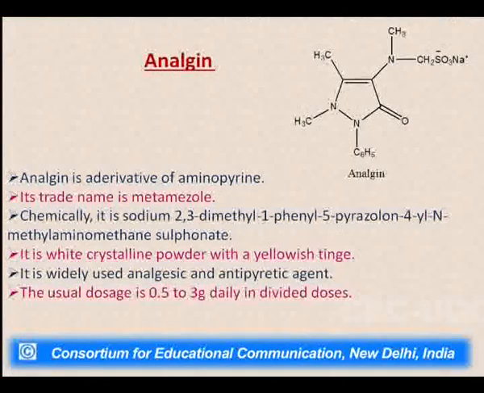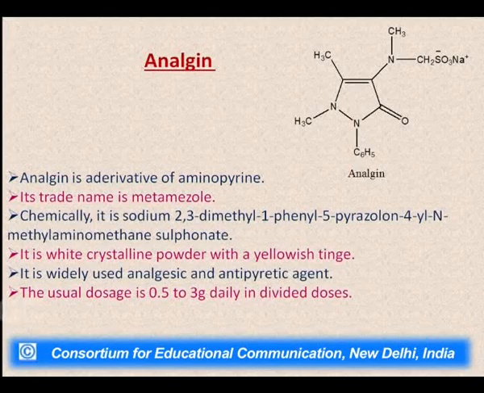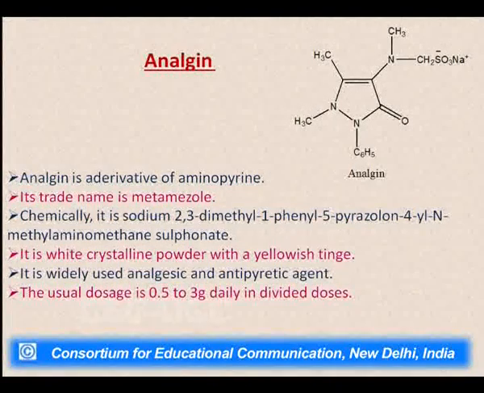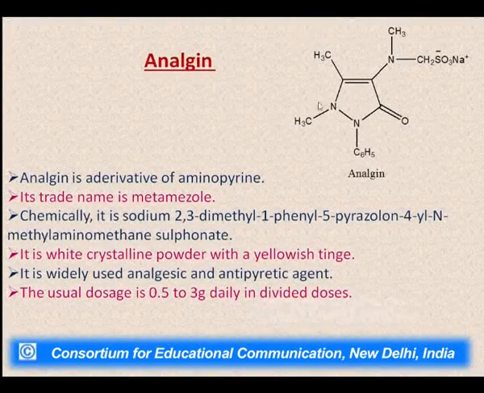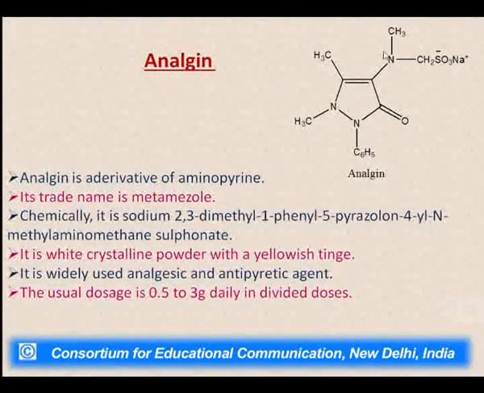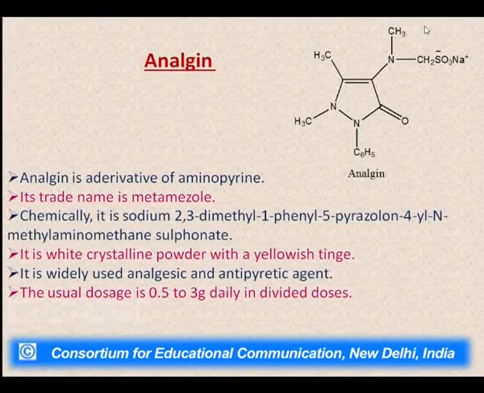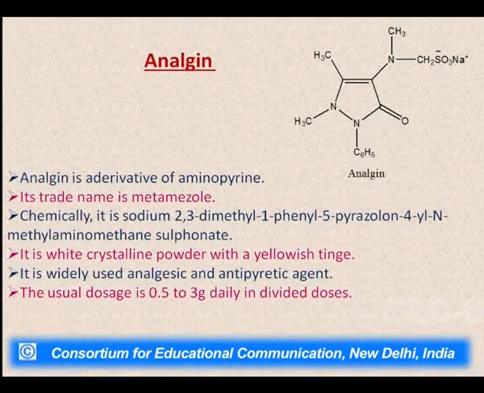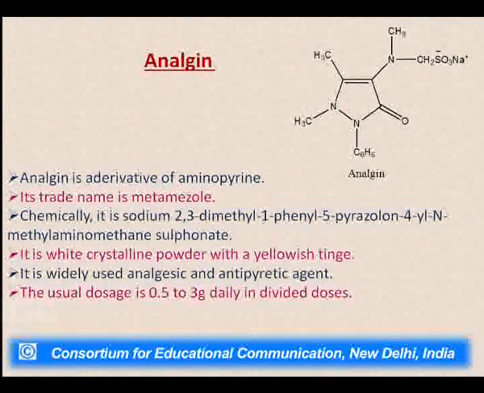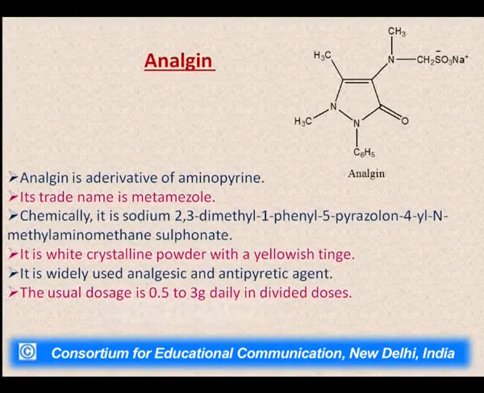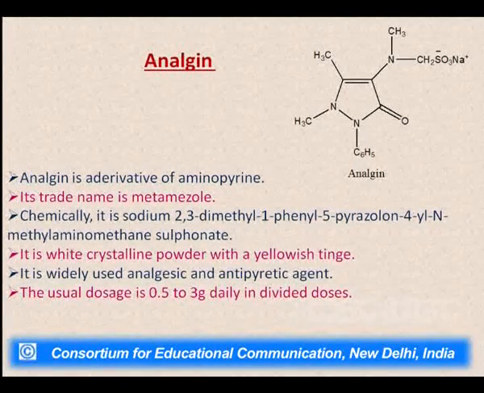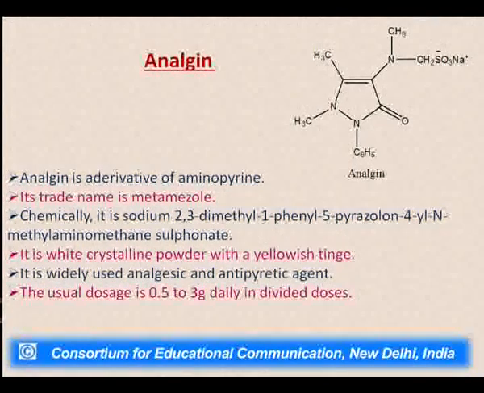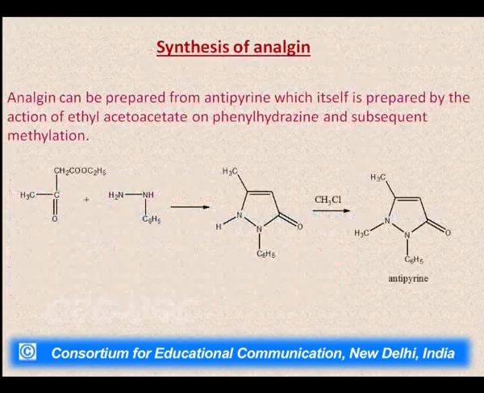Then the next antipyretic analgesic drug is Analgen. Analgen is a derivative of aminopyrine. The trade name of Analgen is metamizole. Chemically it is sodium 2,3-dimethyl 1-phenyl 5-pyrazolone 4-yl N-methyl aminomethane sulfonate. It is a white crystalline powder with a yellowish tinge. It is a widely used analgesic and antipyretic agent, and the usual dosage of Analgen is 0.5 to 3 grams daily in 3 to 4 doses.